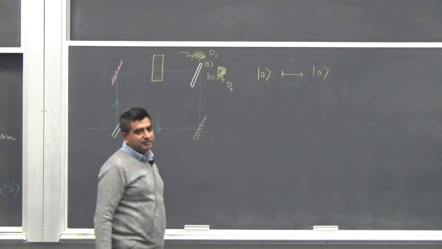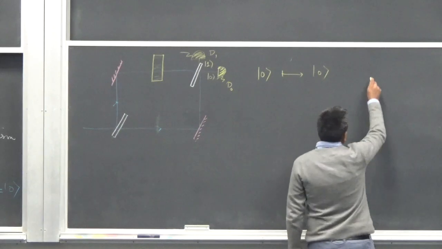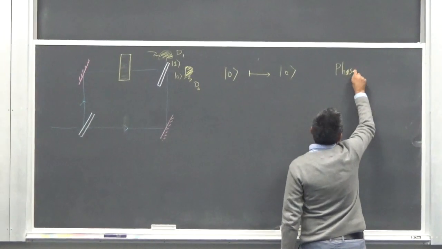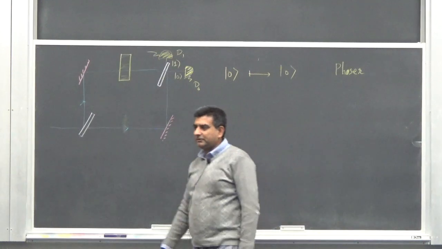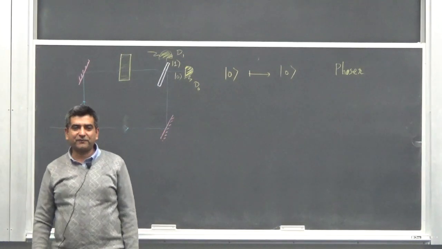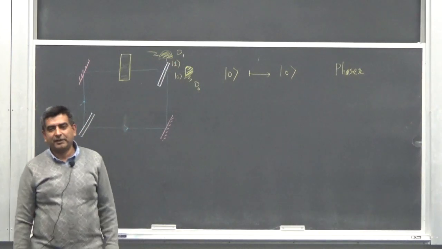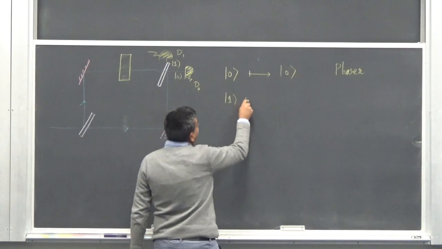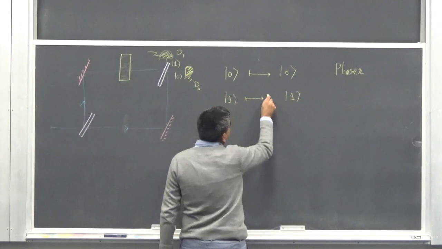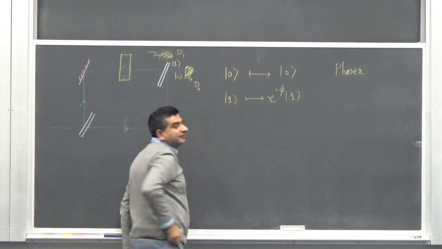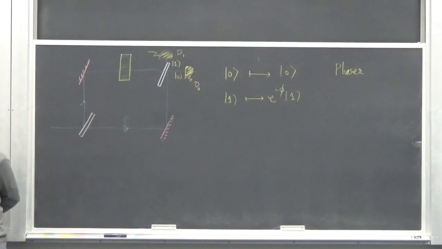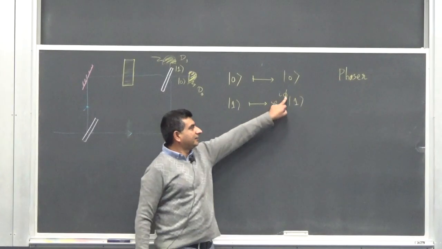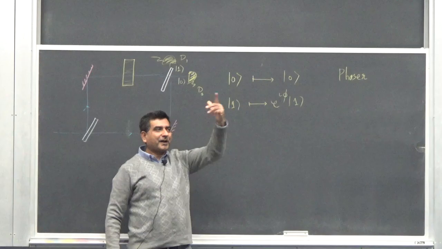This new object, let's call it a phaser, P-H-A-S-E-R, not to be confused with P-H-A-S-O-R. It introduces a phase. For cat 1, it gives cat 1 at the output, but it adds a coefficient e^(iφ), a complex number, where φ is real.